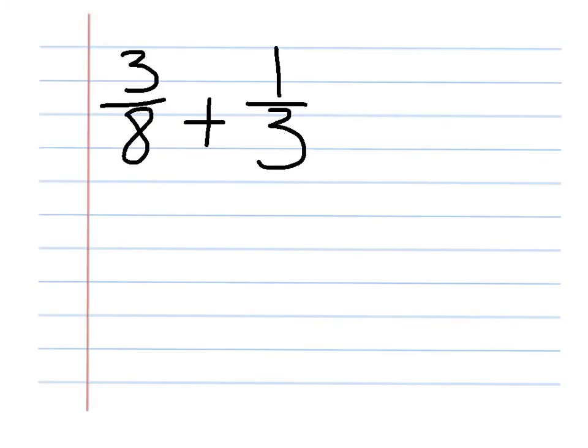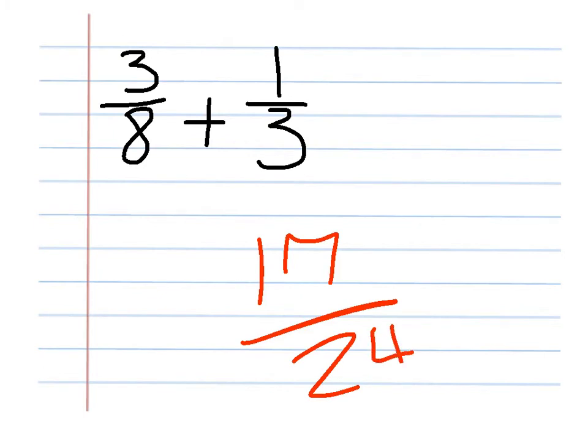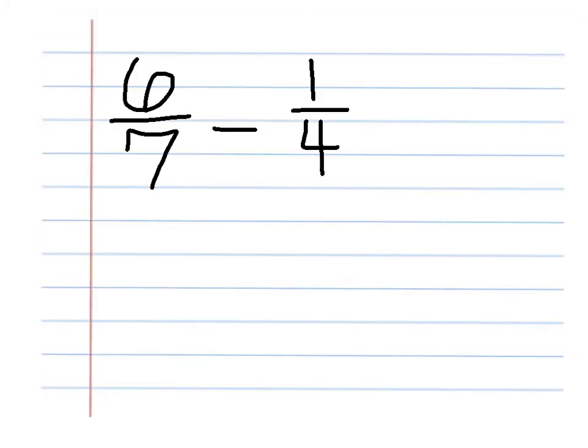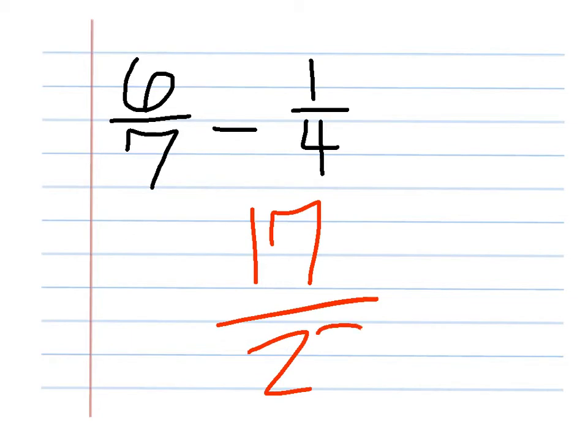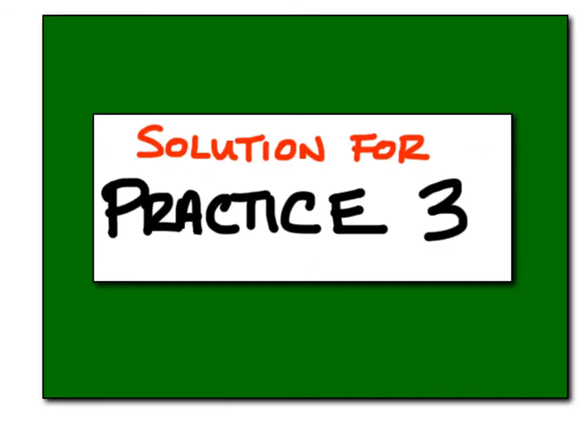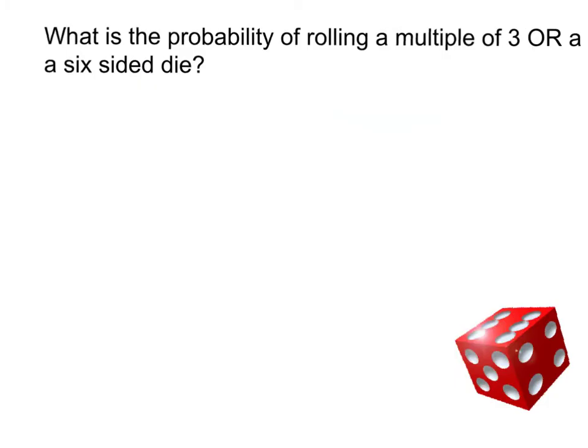Alright, practice problem number 3. Alright, answer for this one should be 17 over 24. Bonus number 4. Alright. Answer 17 over 28. Alright, answer should be 17 over 8.